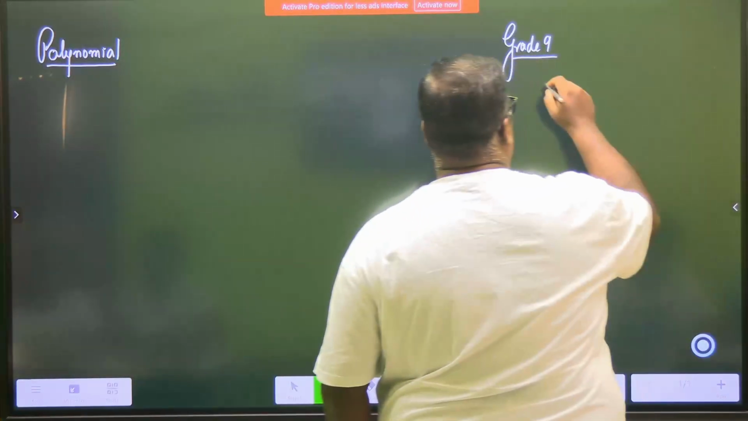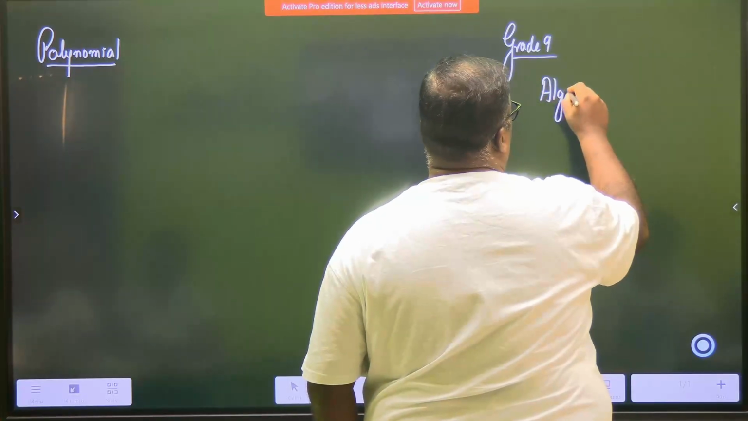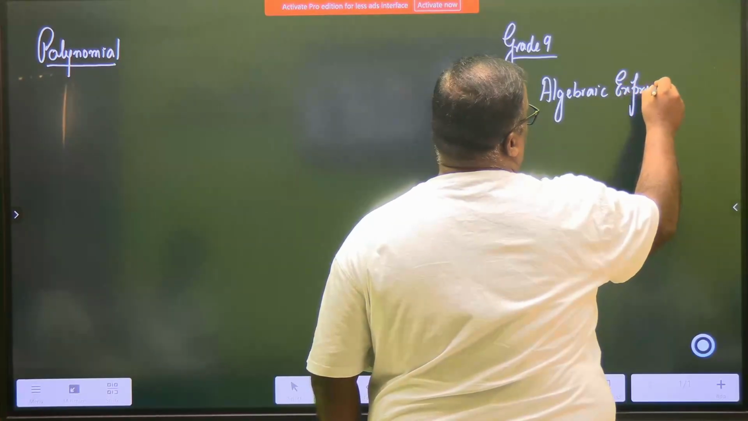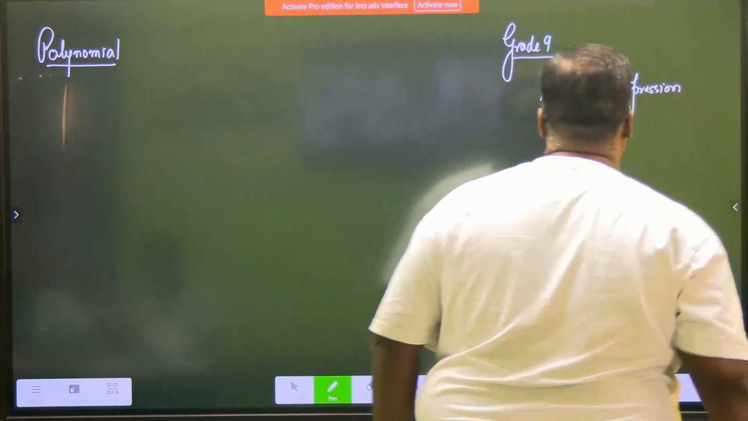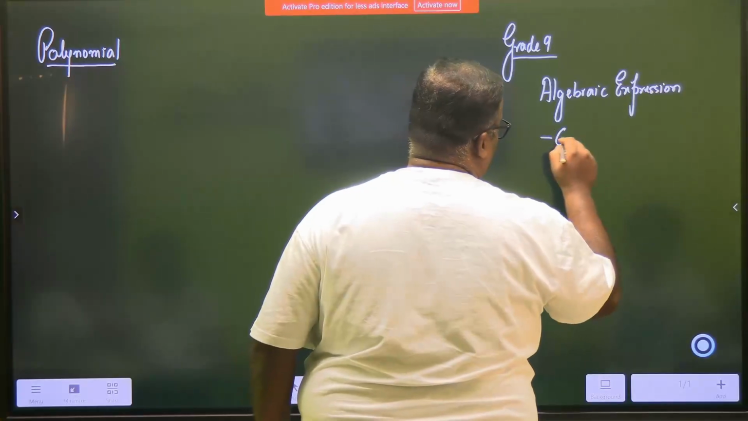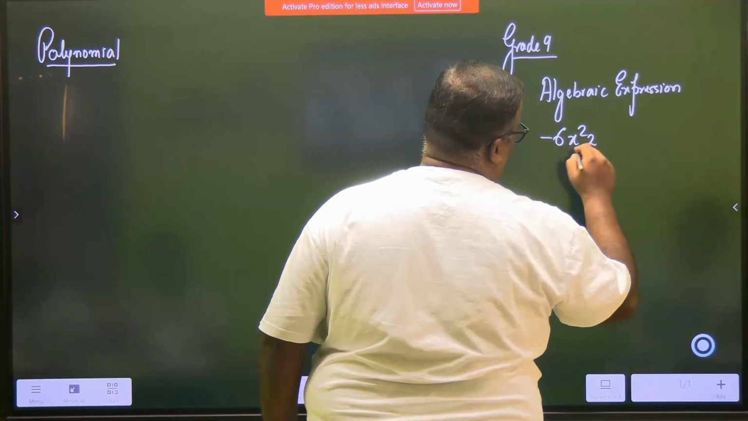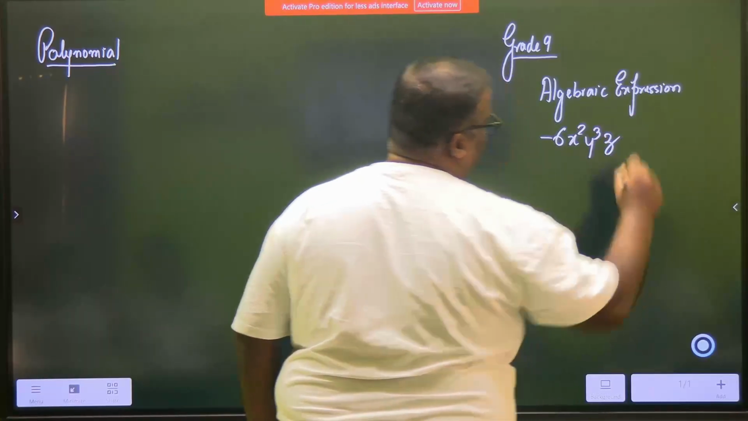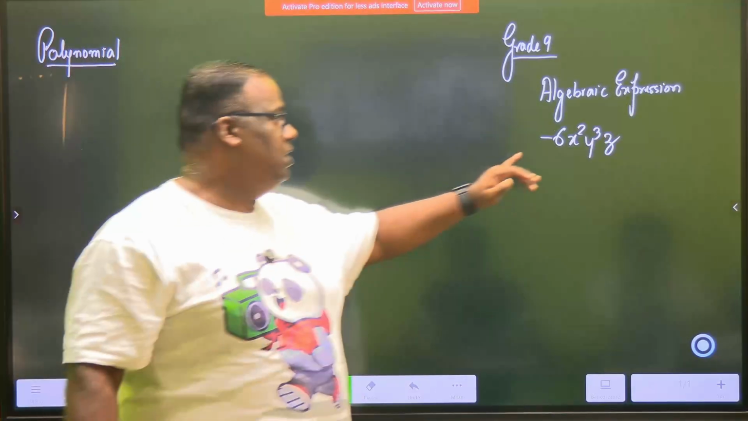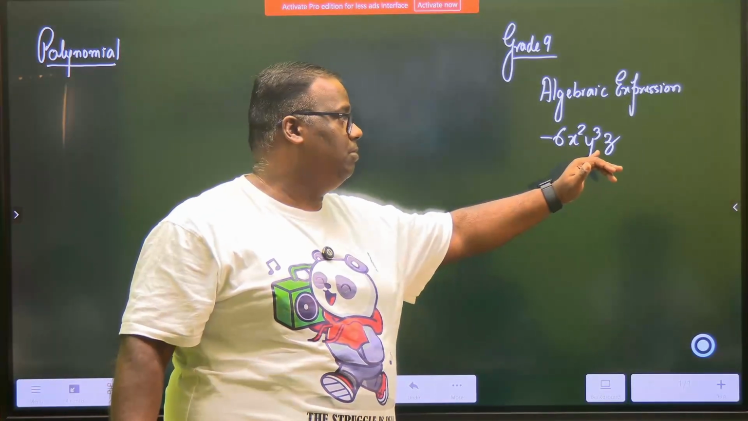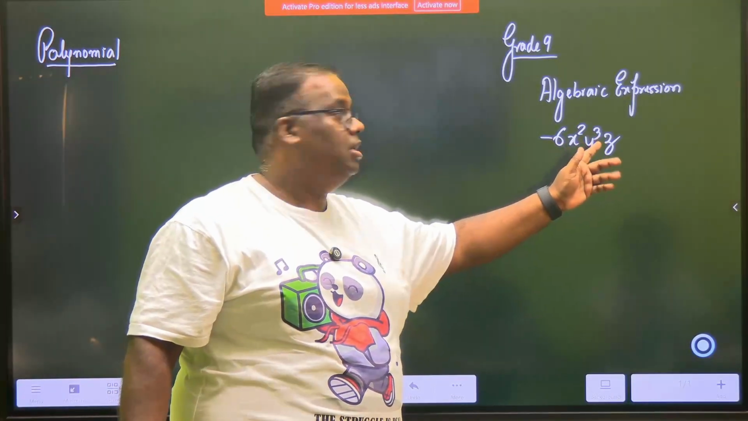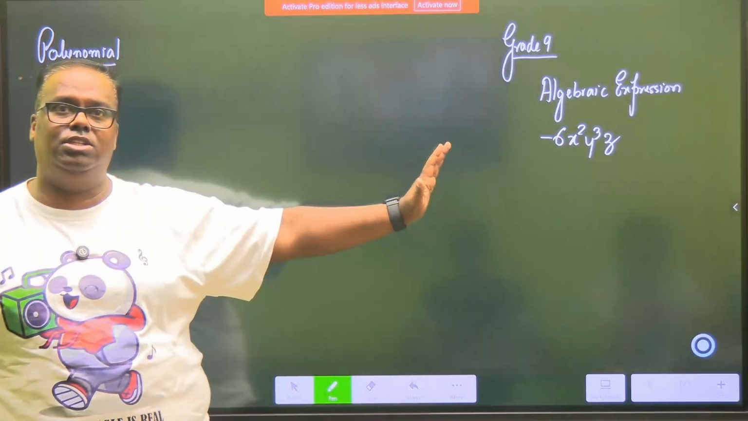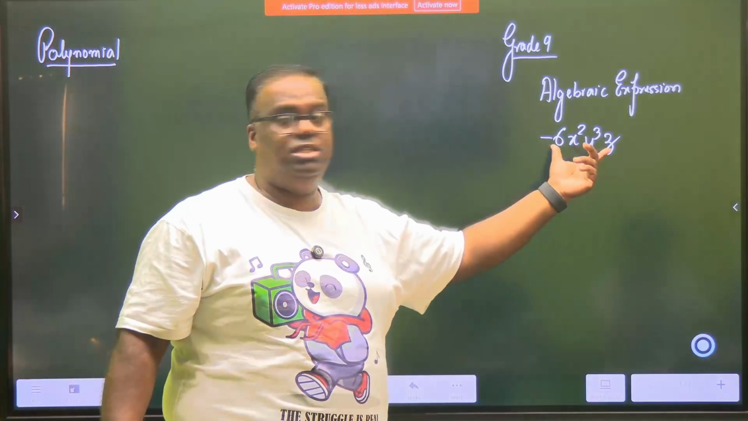Okay, grade 9. Before grade 9, let us understand what is an algebraic expression. Okay, any doubt? Clear it right now itself. Suppose I have an algebraic expression, say minus 6x square y cube z. This is an algebraic expression. In this algebraic expression, x, y, z are the variables. 2 and 3 are called the powers. Minus 6 is the coefficient. All of you are familiar with these terms. This is an algebraic expression.